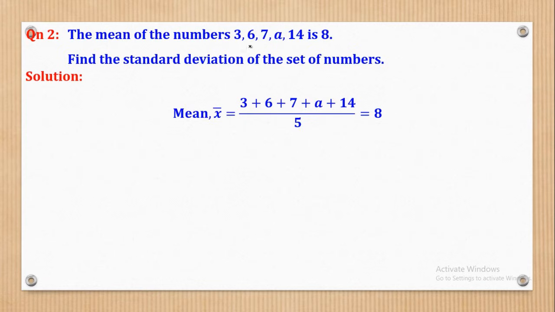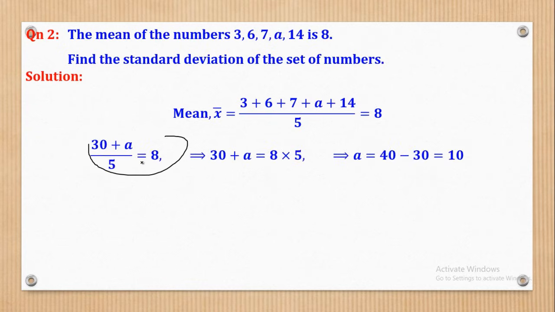So first of all, we shall remember that the mean is given by the sum of all the data values divided by the total number of data values. These are 5 because 1, 2, 3, 4, 5. There are 5 data values, that's why you put 5. And they told us that the mean is 8. So we shall cross multiply and make a the subject to come up with the value of a as 10.